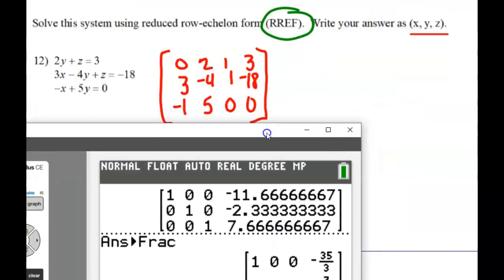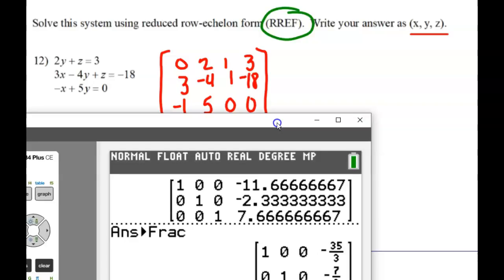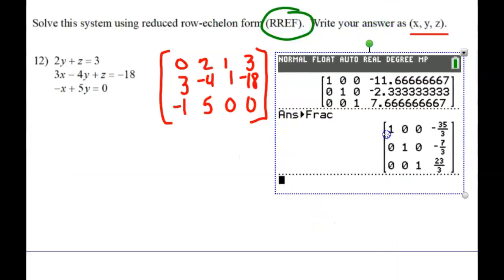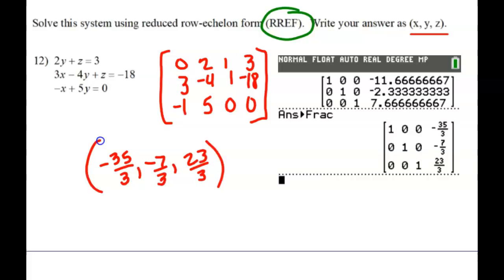I don't think we did something wrong. 0, 2. I think I just messed up when I wrote the question. Because we all got the same thing, right? Nobody sees a mistake I made? All right, so there's the disgusting answer. Sorry. I'm sure I just made a mistake because I wrote the questions. And so this disgusting answer for an XYZ would be negative 35 thirds, negative 7 thirds, and 23 thirds. I'm sure I meant it to be something nice, like 2, 1, negative 3 or something.